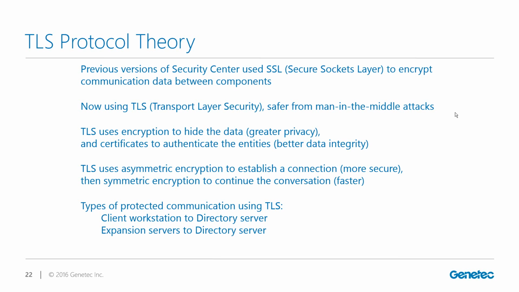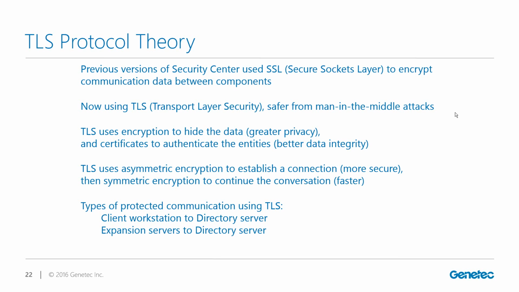We use encryption first of all on TLS, and that's used to hide the data, so that means we have greater privacy. And we also use certificates with TLS, and that's to authenticate the entities. So this is for better data integrity, so that we know who the information is coming from. It's using both. We mentioned before when we were looking at encryption, we have asymmetric and symmetric. TLS is using both. Originally it's going to use asymmetric encryption to establish a connection because that's more secure, but we remember it's heavier too. Once it's got that secure connection going, it's going to switch over and use symmetric encryption at that point, and that's basically to continue the conversation. As we mentioned, it's better for bulk data moving, and it's faster for that too.